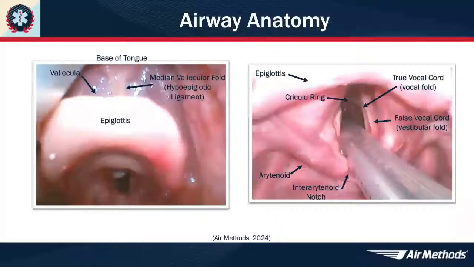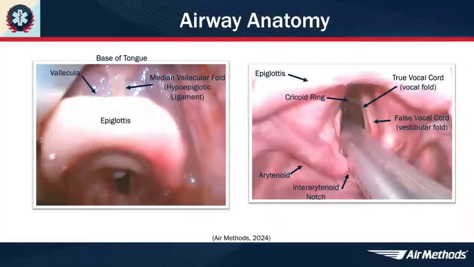Some anatomy again. There's that ligament that I was talking about that I couldn't remember the name of. It's the hypoepiglottic ligament, which is responsible for raising your epiglottis when you get your Mac blade into that vallecula. That's what's going to lift your epiglottis up for you. On the right there, again, make sure that you can identify the arytenoid cartilages. The inter-arytenoid notch is generally where your tube is going to rest once you get it in place.